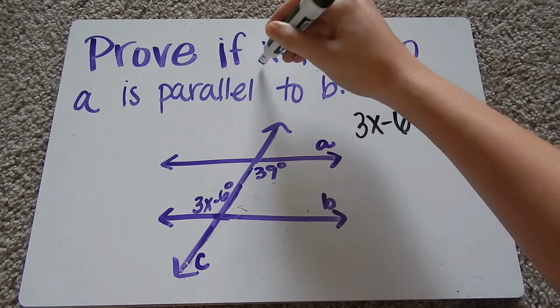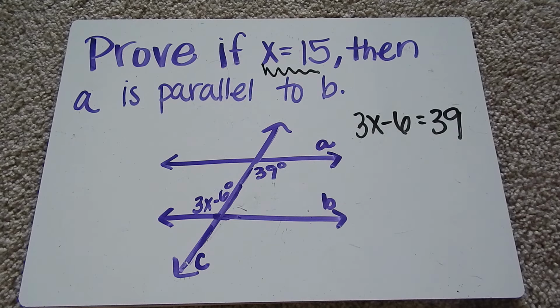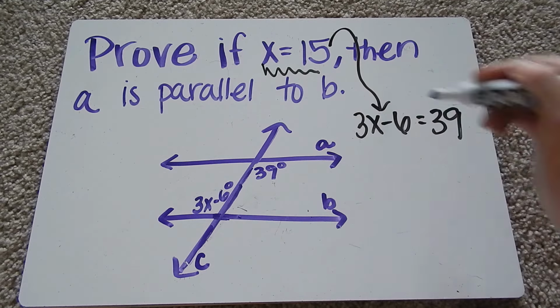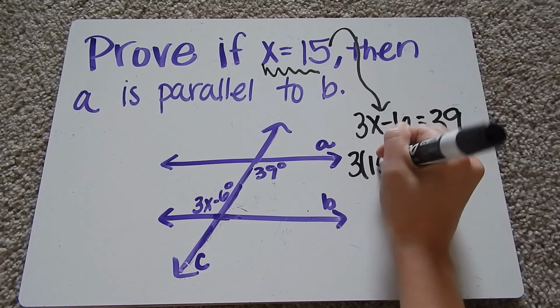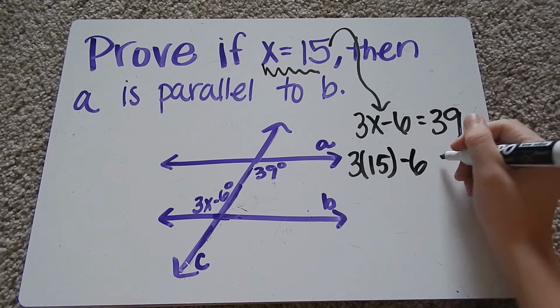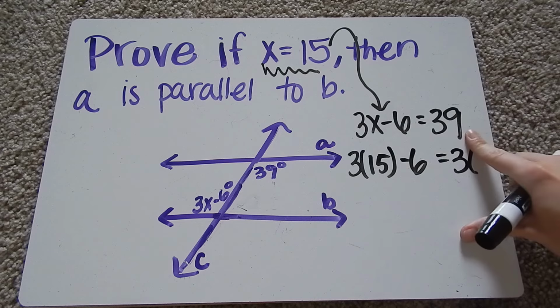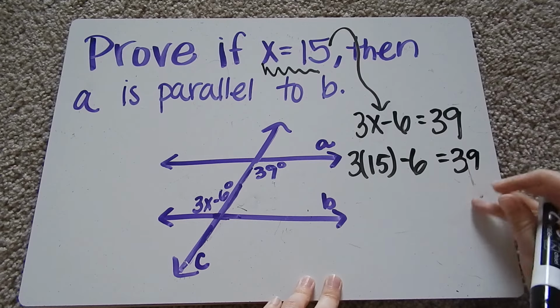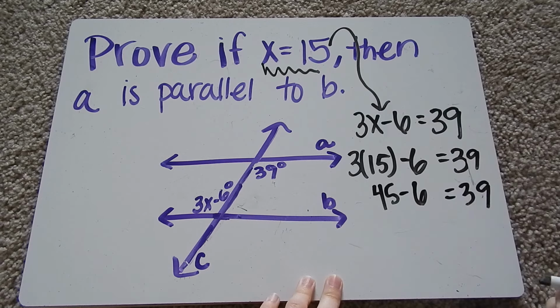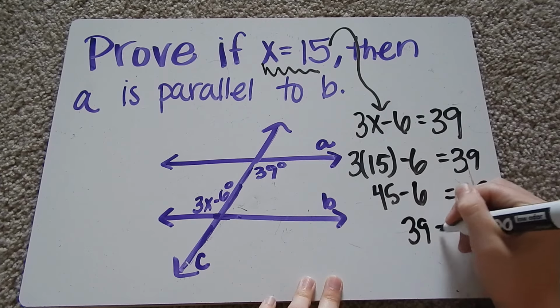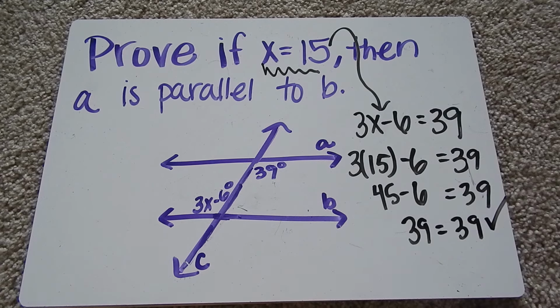So we're given this x equals 15. We need to plug that in here. And if those two sides are equal, then we have parallel lines. So I'm just going to plug 15 into my x. I'm trying to get that to equal 39. 3 times 15 is 45. 45 minus 6 is 39. 39 equals 39. Check. So these are equal, meaning A and B are parallel. So we just proved it.